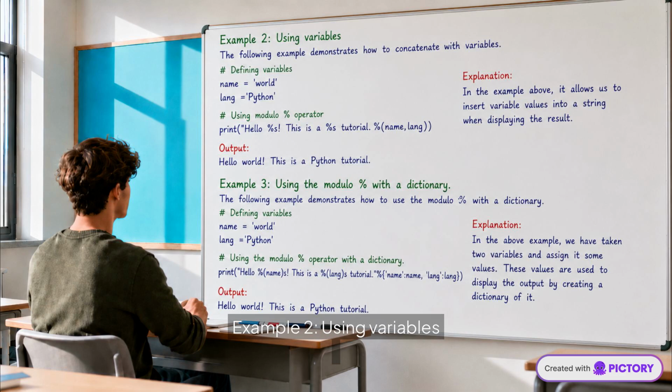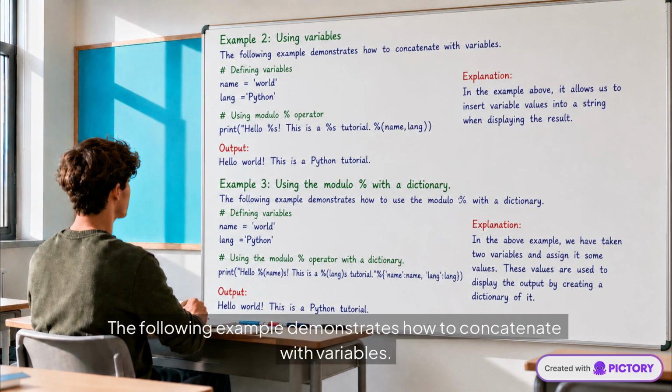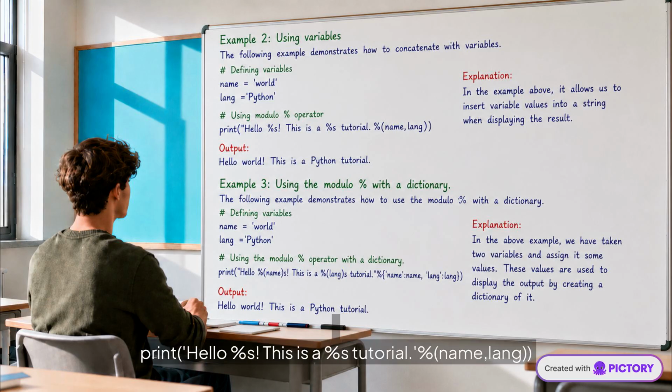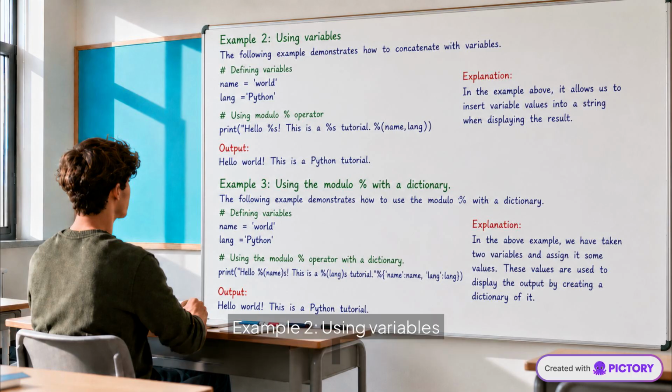Example 2. Using variables. The following example demonstrates how to concatenate with variables. Defining variables: name equals "world", lang equals "Python". Using the modulo % operator: print("Hello %s. This is a %s tutorial." % (name, lang)). Output. Hello world. This is a Python tutorial. Explanation. In the example above, it allows us to insert variable values into a string when displaying the result.